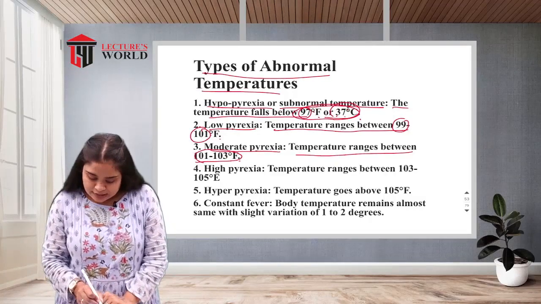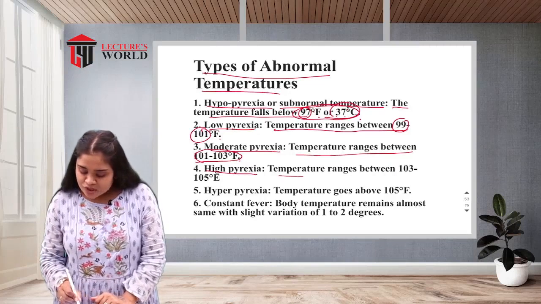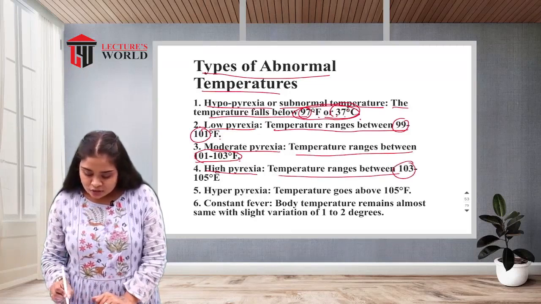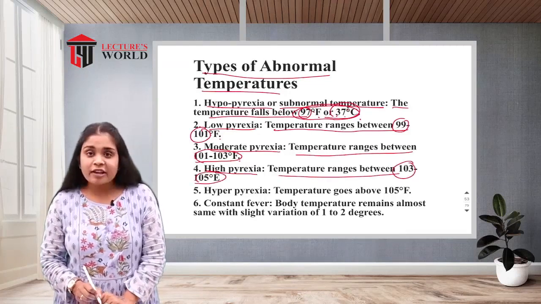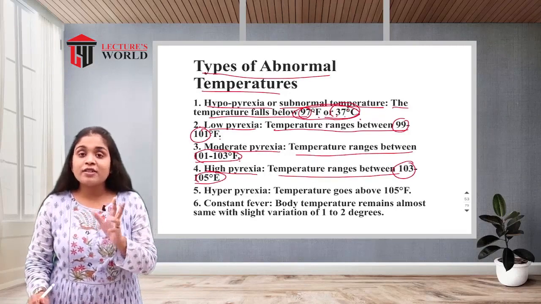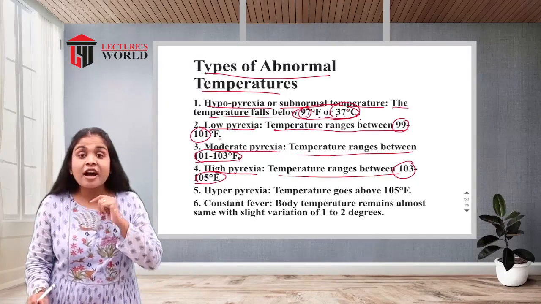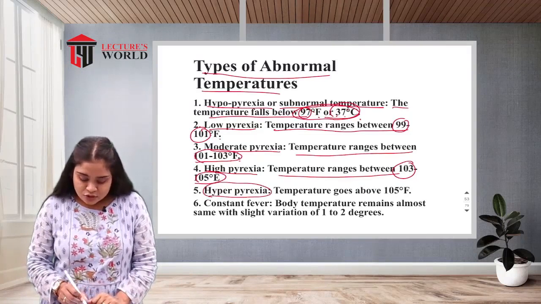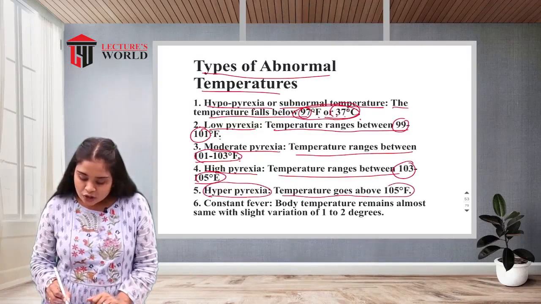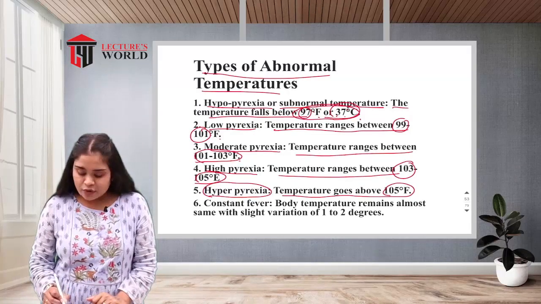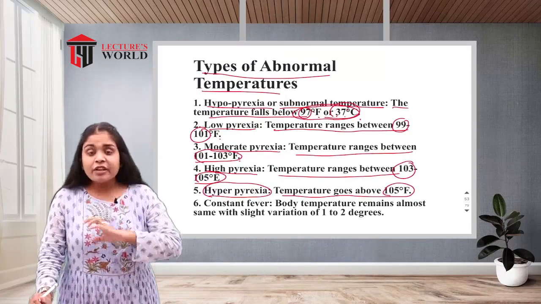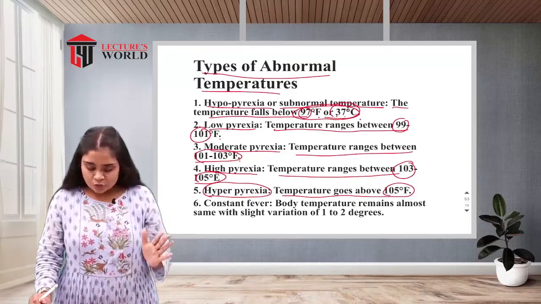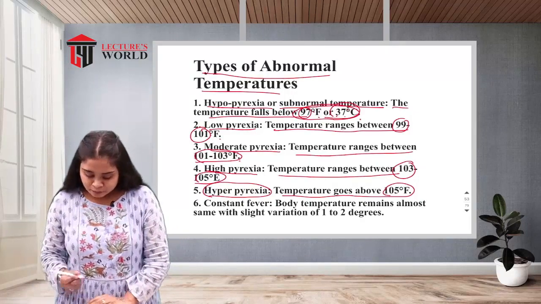Then the fourth one is high pyrexia. The temperature ranges between 103 and 105 degrees Fahrenheit. So here the temperature is rising. That is known as high pyrexia. Then after that, hyperpyrexia. What is that? The temperature goes above 105 degrees Fahrenheit. If it is more than that, that is known as hyperpyrexia.